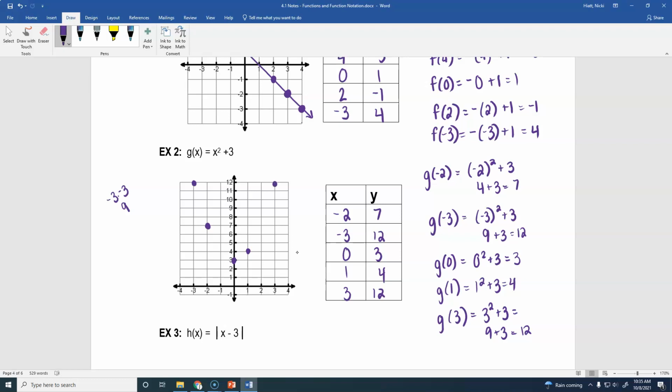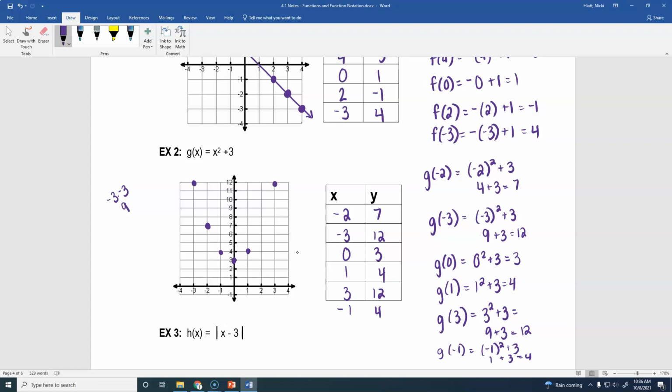What do you think about this? What's this look like? A little bit of a V? Yeah. It's kind of V-shaped. Let's try a couple more numbers just to see. I'm going to plug in negative 1. Okay? So if I do g of negative 1, that's negative 1 squared plus 3, which is 1 plus 3, which is 4. So negative 1, 4 is right here.